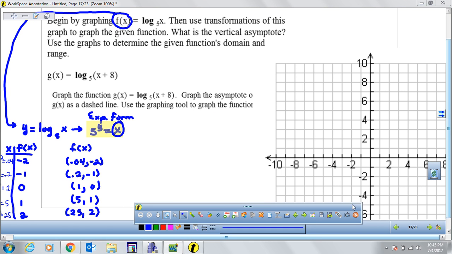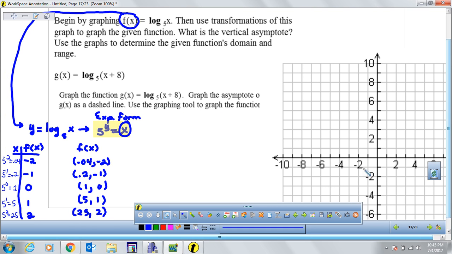So we see that we're going to start with the point 0.04, -2, which is almost touching the y-axis down here. The next one is 0.2, -1, so it's somewhere in this area. Then 1, 0, then 5, 1, and the last one is 25, 2, which we don't see. So the graph of this logarithmic function is going to look like this.